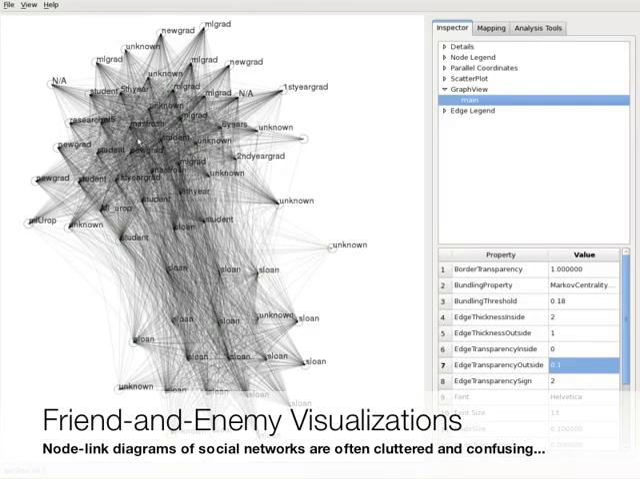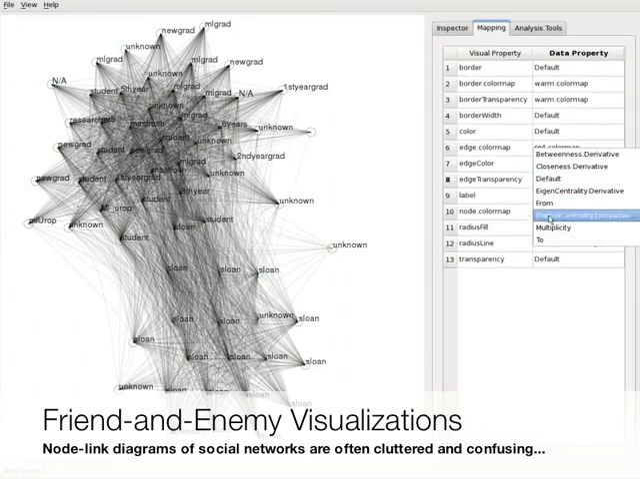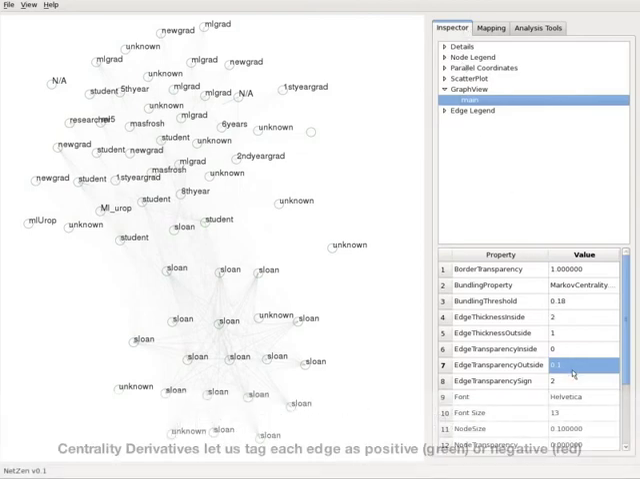This video demonstrates our notion of centrality derivatives for visualizing social networks. Our first application is friend and enemy visualization. This visualization encodes the magnitude and sign of centrality derivatives with color and transparency.